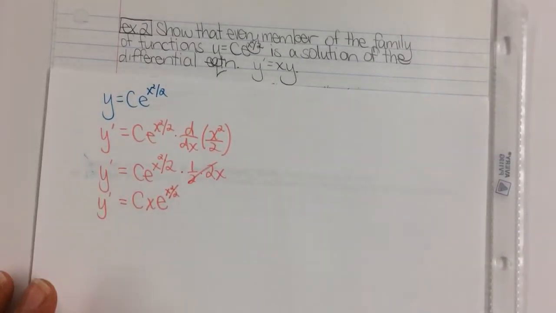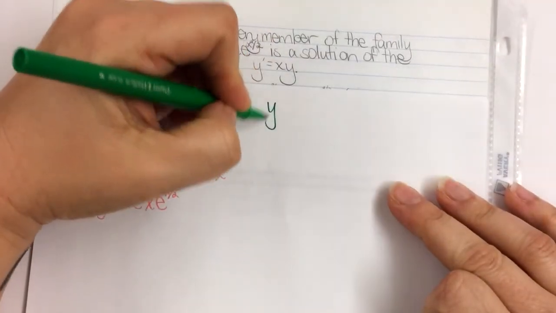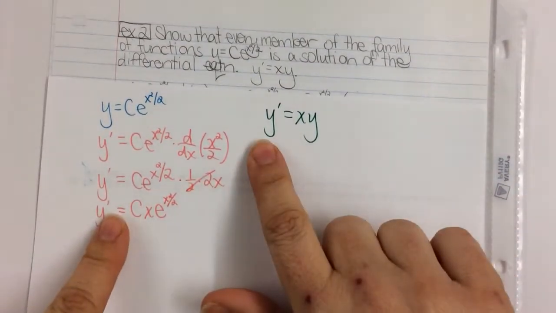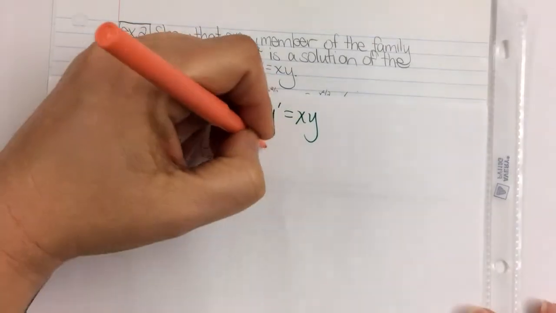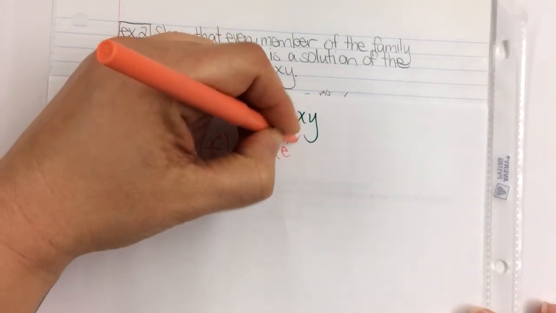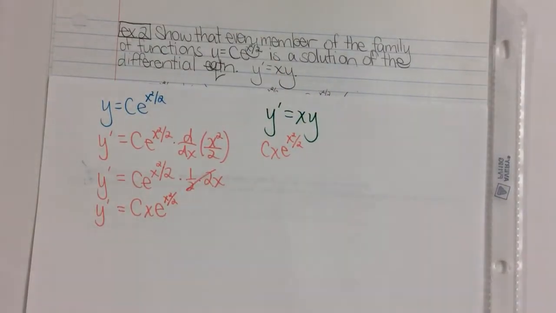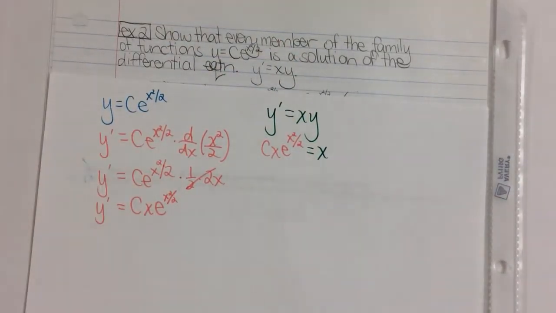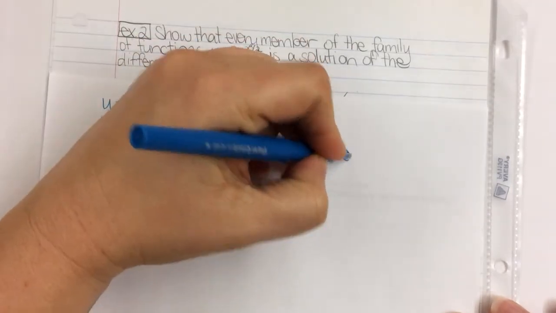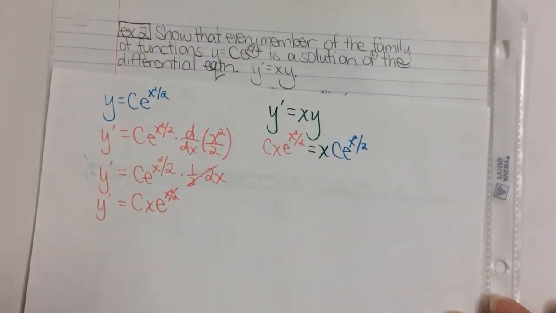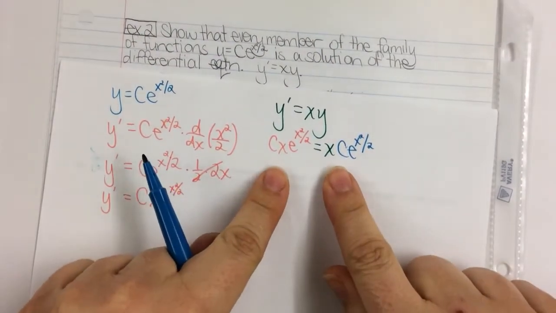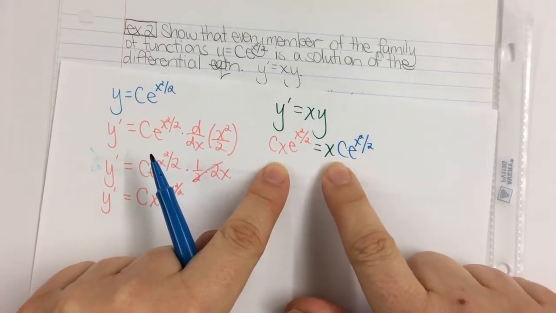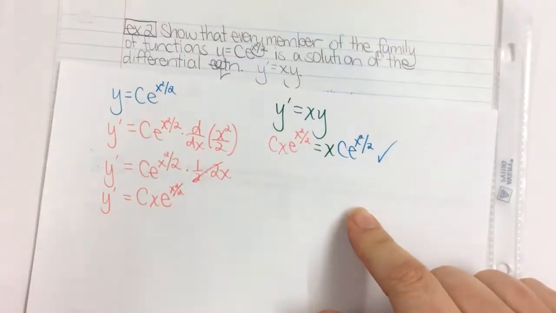Now I'm going to take that and plug it into the differential equation. So the y prime is going to go in for the y prime equals x times the y. Does the left side equal the right side? Yes. Multiplication is commutative, so I can switch the order of the c and the x, and I get the same thing. So that's good.